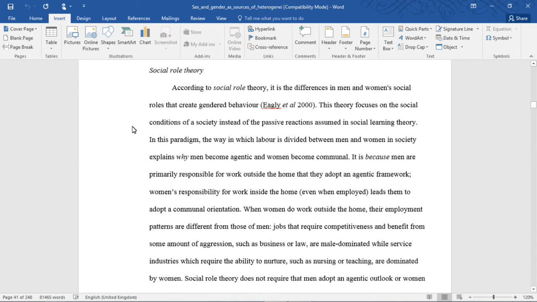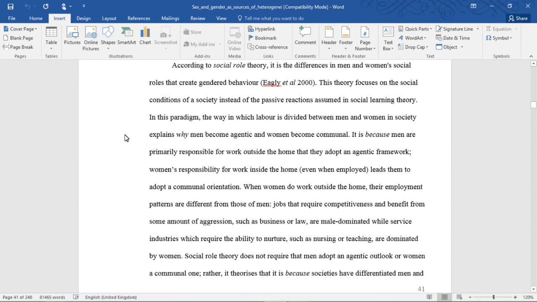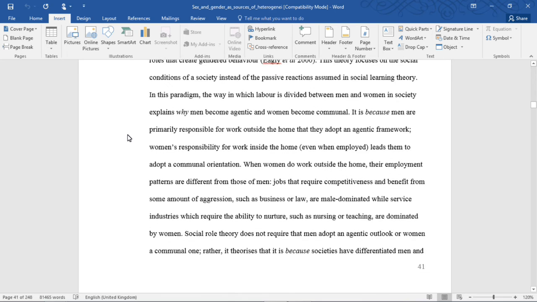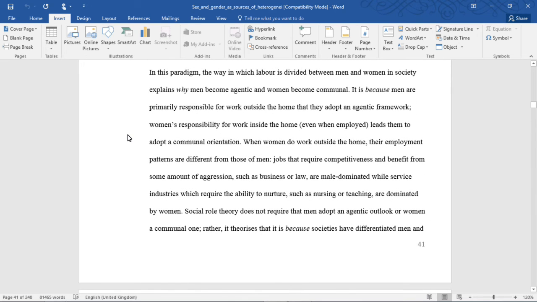Social role theory. According to social role theory, it is the differences in men and women's social roles that create gendered behavior. This theory focuses on the social conditions of a society instead of the passive reactions assumed in the social learning theory. In this paradigm, the way in which labor is divided between men and women in society explains why men become agentic and women become communal. It is because men are primarily responsible for work outside the home that they adopt an agentic framework. Women's responsibility for work inside the home, even when employed, leads them to adopt a communal orientation.